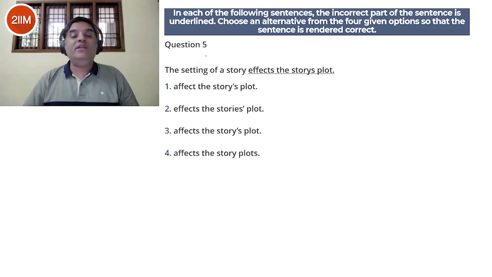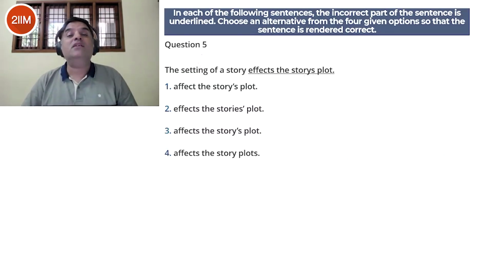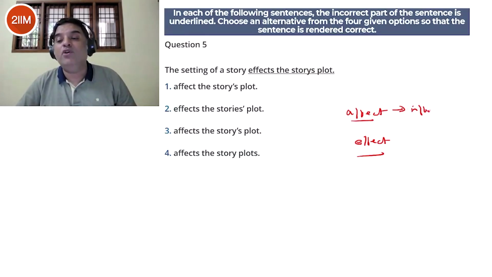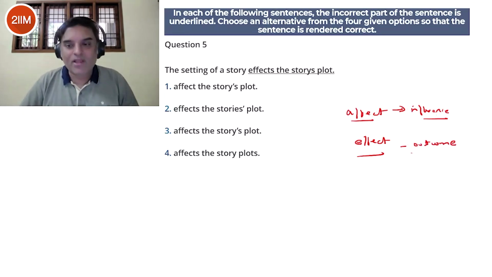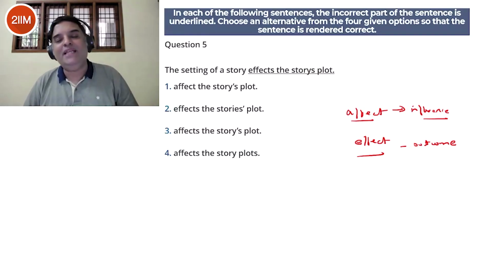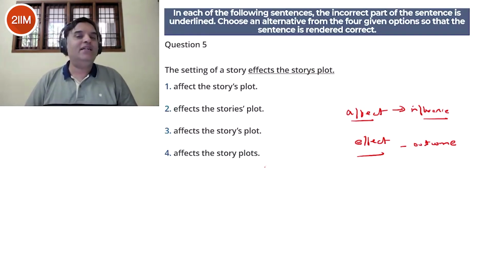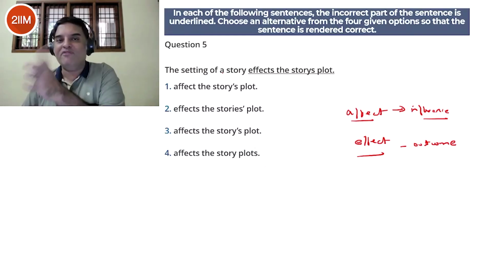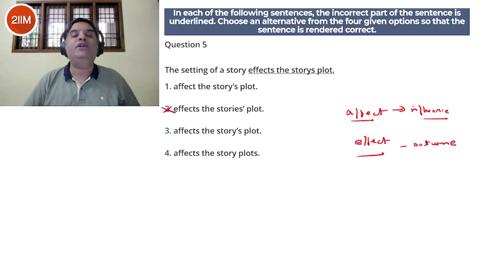Let's look at question 5. The setting of a story affects the story's plot. Now, they're trying to confuse you. If you scan the options, you'll see they're trying to confuse you between affect and effect. So, commonly confused words. Affect is influence. Effect is outcome. So if A affects B, that means A is influencing B. Effect is outcome. Here it says the setting of a story influences the story's plot. So we have to use affect. There is no outcome here. So we have to use affect with an A. Therefore, we will eliminate 2.